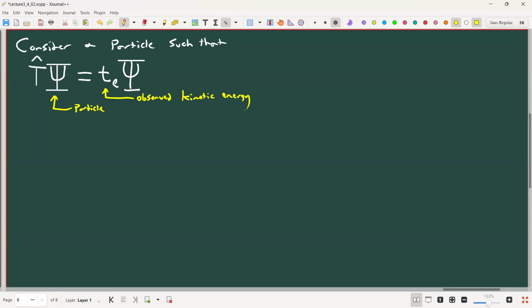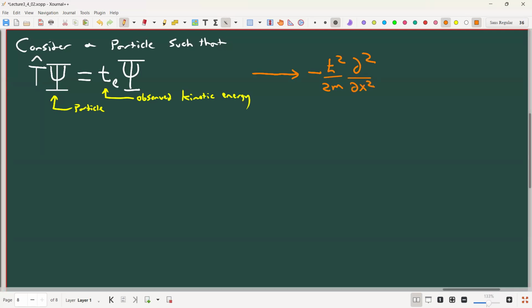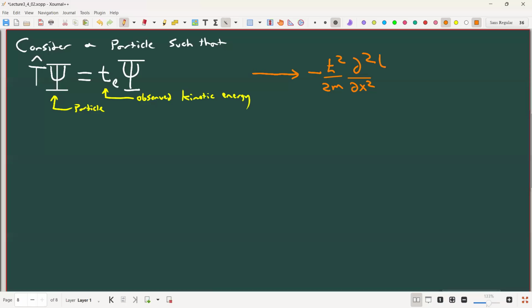We get an equation that says something of psi is equal to a number times psi. So we have minus h bar squared over 2m times the second derivative, that's the T operator, and it's operating on the wave function. So that means that the wave function is getting its second derivative taken here. Okay? So we have the second derivative of the wave function is equal to some number times the wave function.